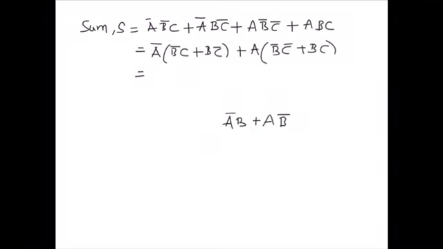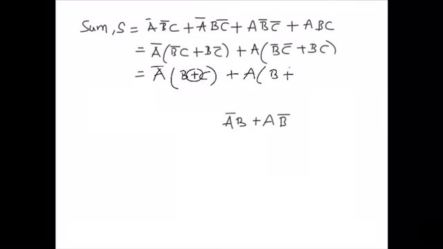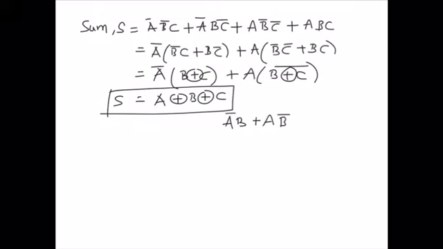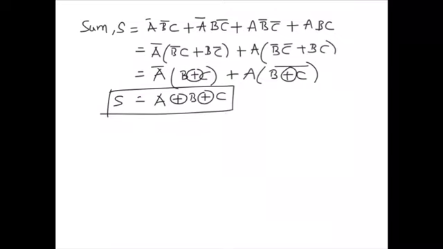So, how can I write this expression now? I can write this as A bar into B bar C plus B C bar, this is B exclusive C, plus A into, what is this? This is B XNOR C, or I can write it as B exclusive C whole complement. This is, as I told, in the form of A bar B plus A B bar. So, this can be written as A exclusive B exclusive C. So, my sum expression is A exclusive B exclusive C. This is how we do the simplification of the expression of the sum for the full adder.